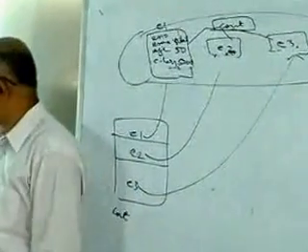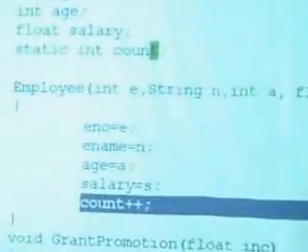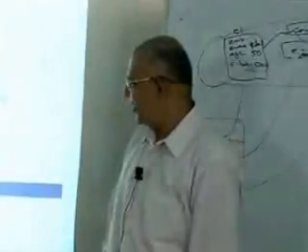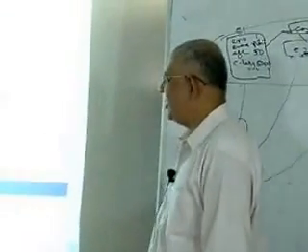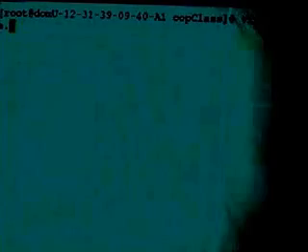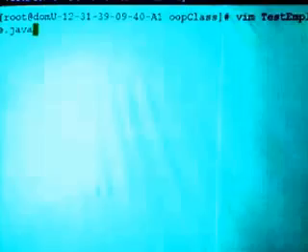And that count is accessible to E1, E2 and E3. That's the interesting part, but all of them will contain the latest value of count. And now it should be interesting to see what has happened. Okay. So let's just look at the program once again before we run it, which is vim TestEmployee.java. Let's just look at it.